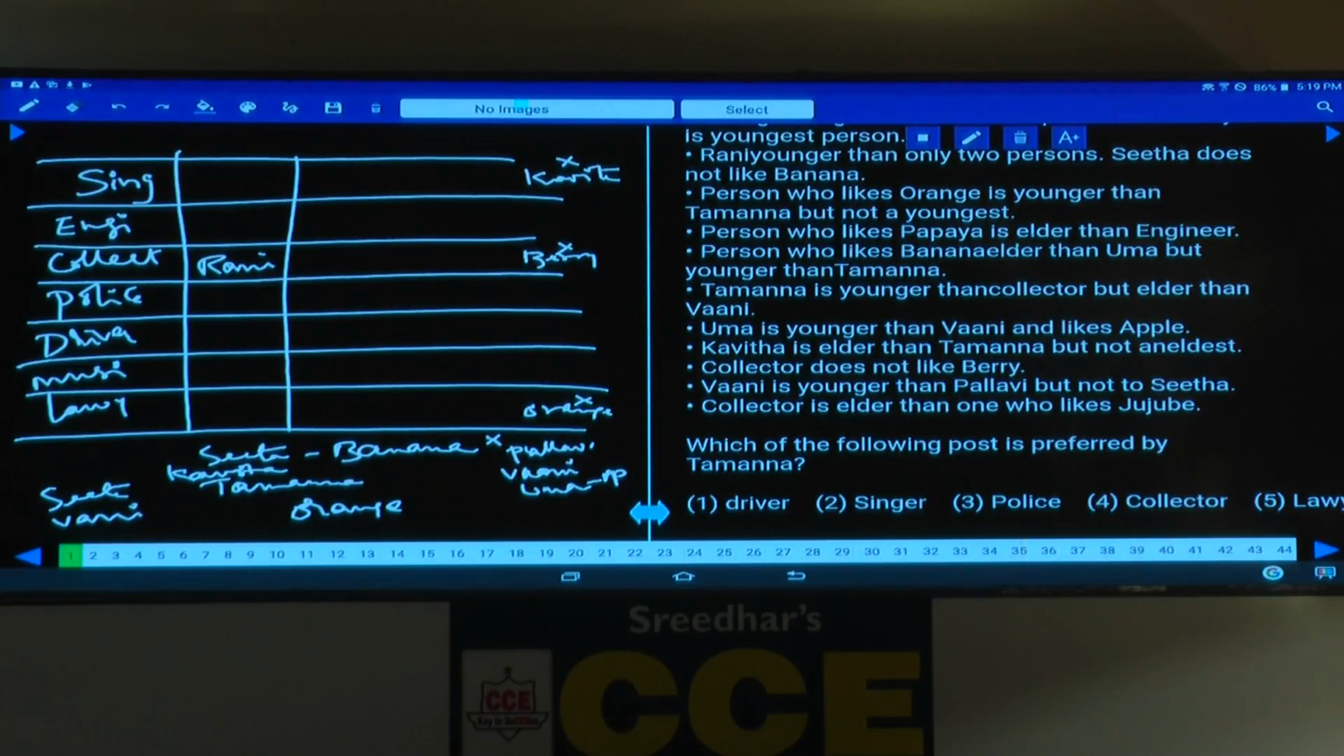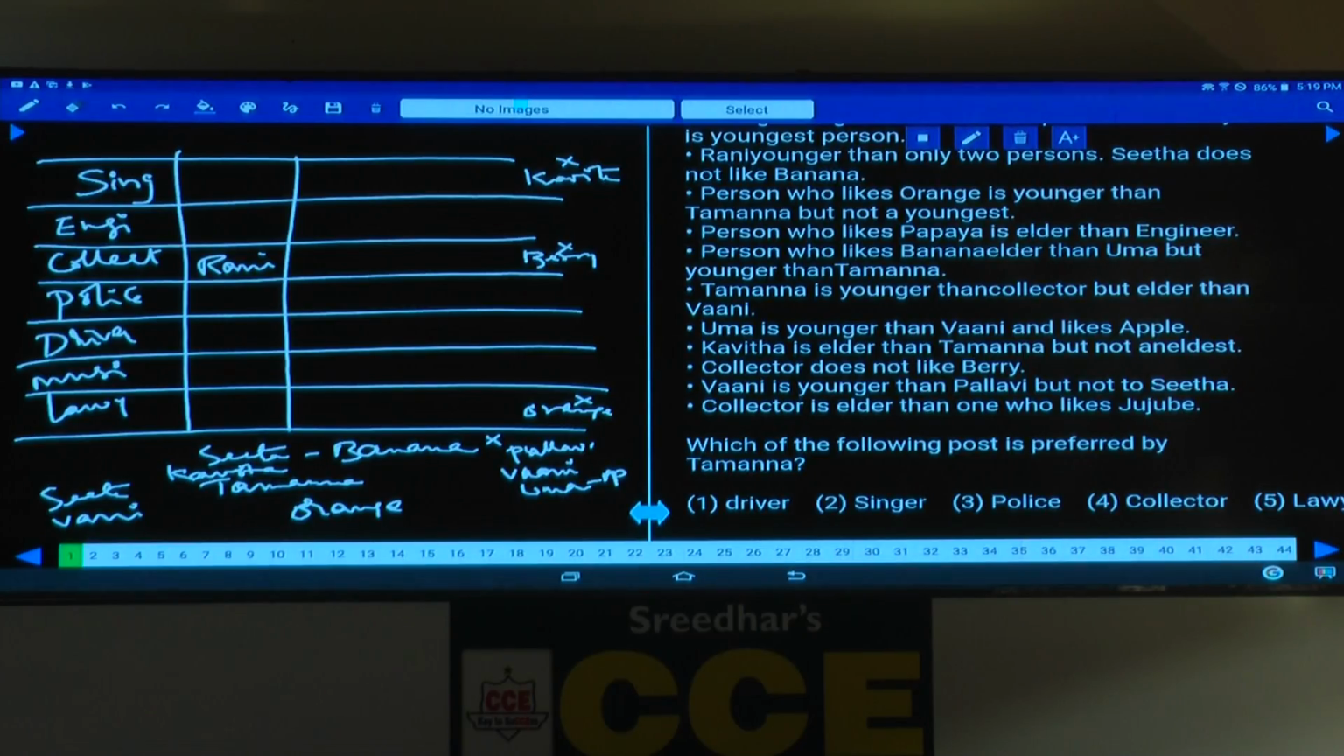And a collector is elder than the one who likes jujube. This Rani is elder than the one who likes jujube. Now this is the information given. Among this information, where to start? Kavita cannot be at the top place, as Kavita is not the eldest, then tell me where can this Kavita be?